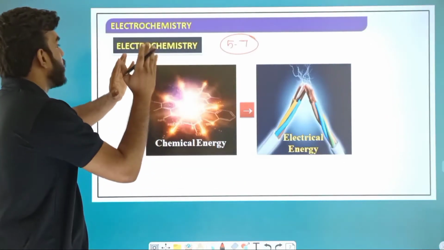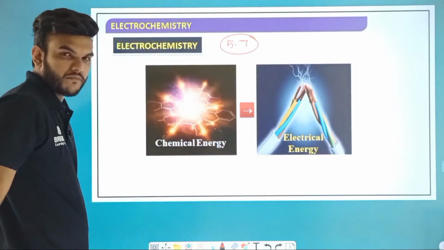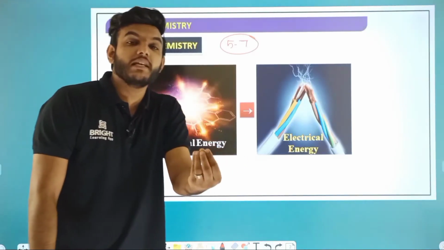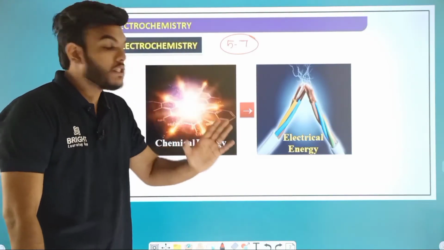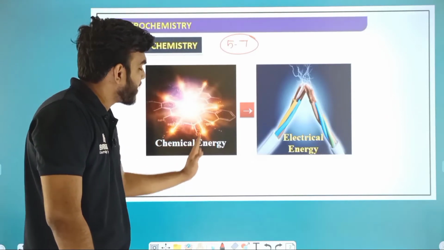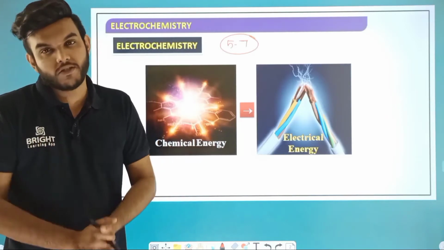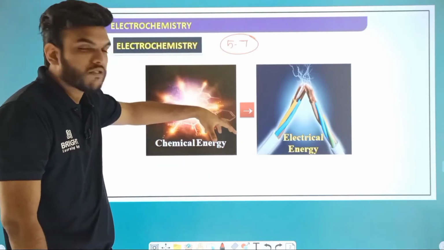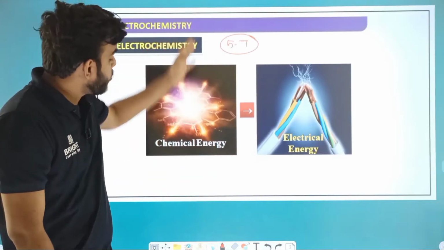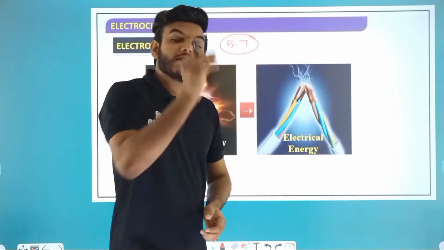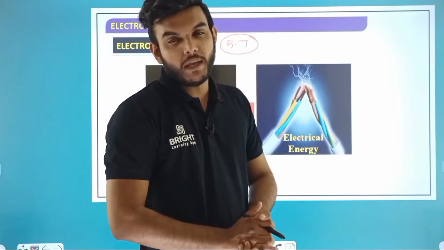First of all, we are going to electrochemistry. Electrochemistry, what is electrochemistry? It is a study of chemistry in which there is a conversion of chemical energy into electrical energy, that is known as electrochemistry. So in this chapter, we are studying how the chemical energy is converted into electrical energy. That's the basic concept of electrochemistry.